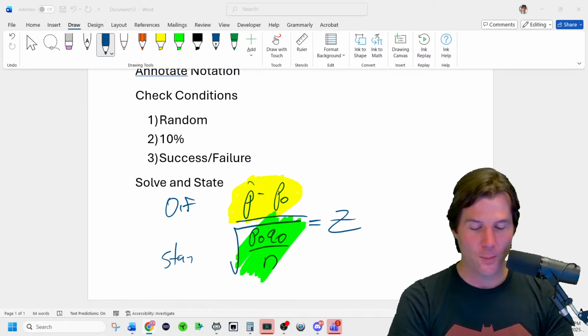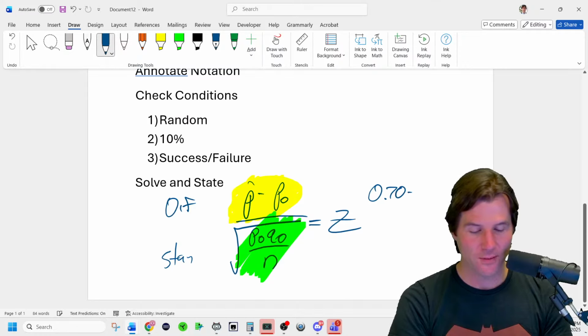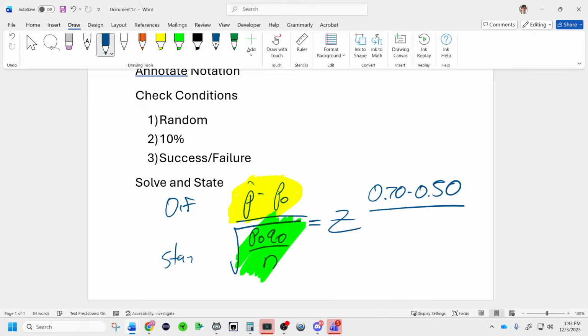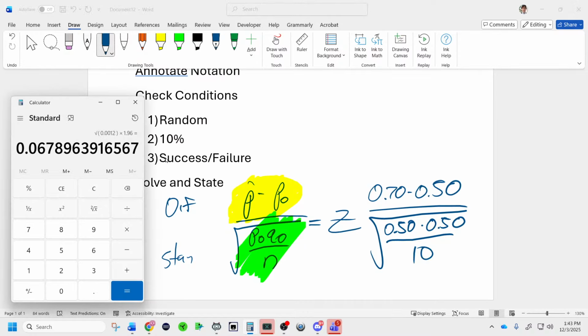And so now we put in the sample proportion of 0.7. We minus the hypothesized proportion of 0.50. We divide by the square root of P naught times Q naught over N. And then we just solve out right here. The bottom is the standard deviation technically. I know you're waiting for me to say standard error, but the bottom is actually a standard deviation because it's based on a hypothesized truth.